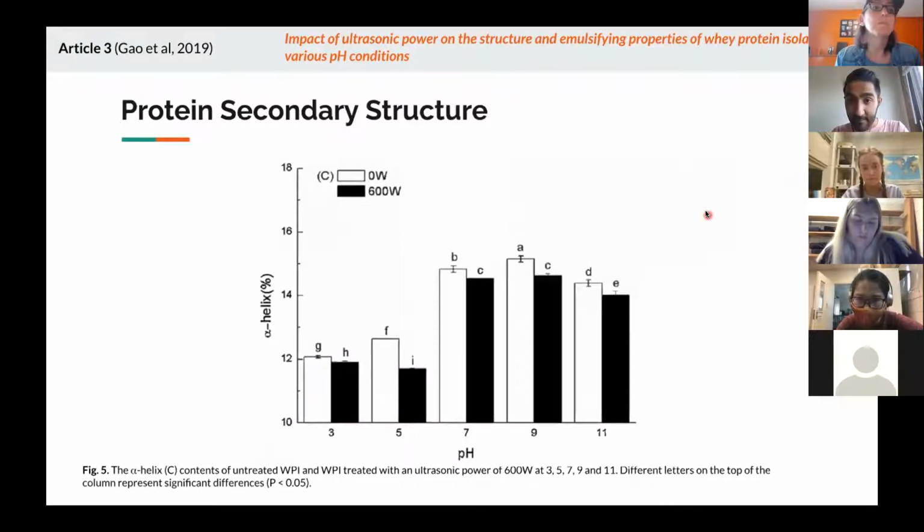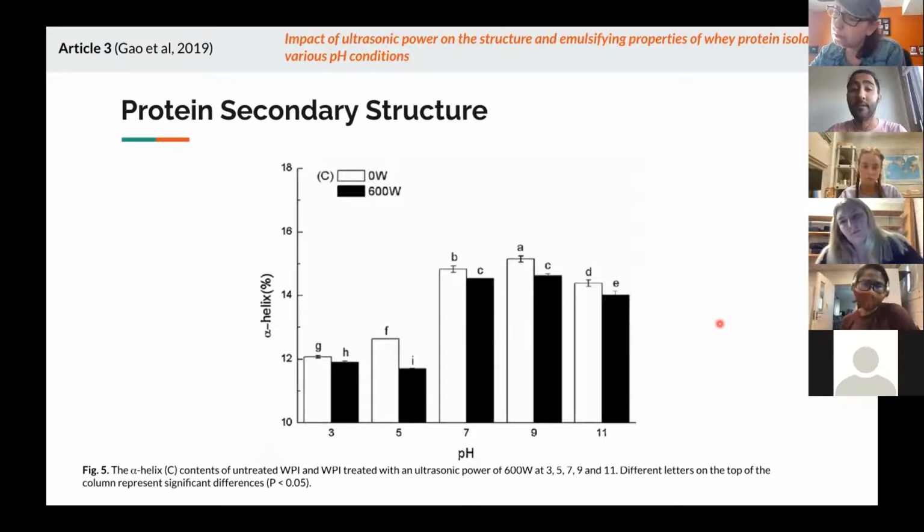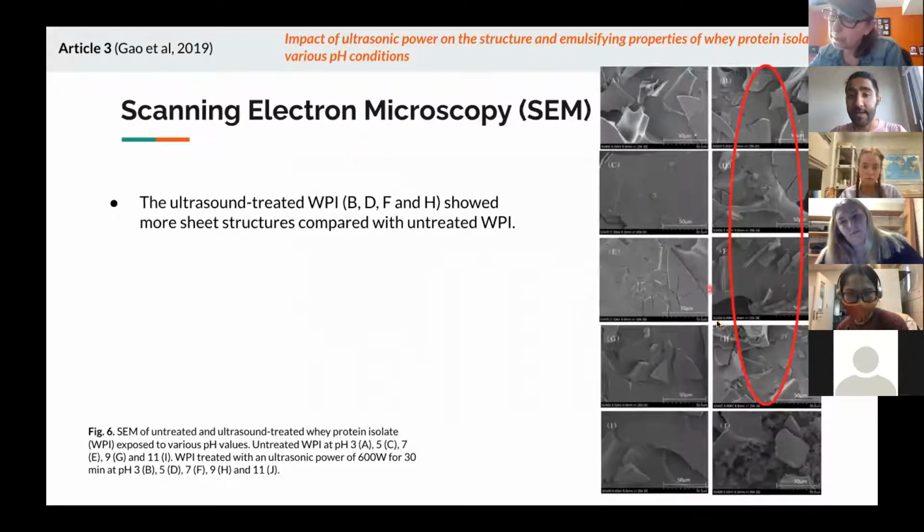Next. For the protein secondary structure, the level of alpha helixes of whey protein isolate at all pH values significantly decreased at 600 compared with untreated whey protein isolate. This indicates that ultrasound broke the hydrogen bonds of protein molecules, destroying the rigid protein structure and improving protein molecular flexibility. Next.